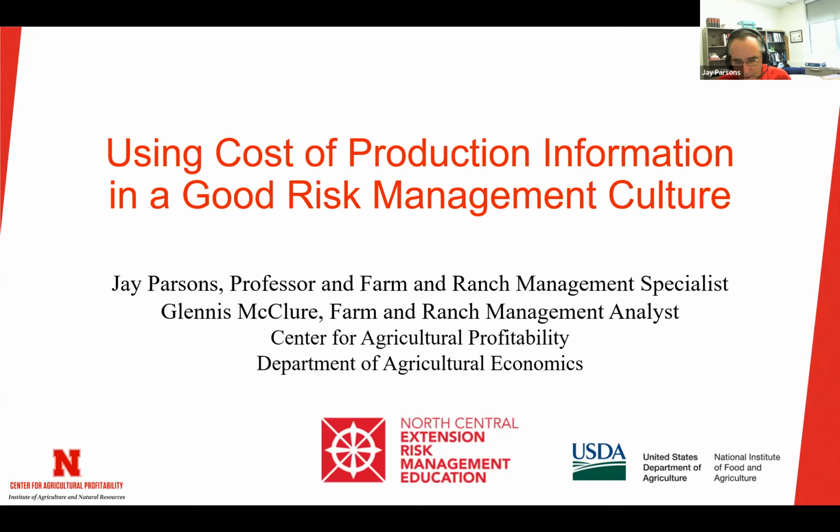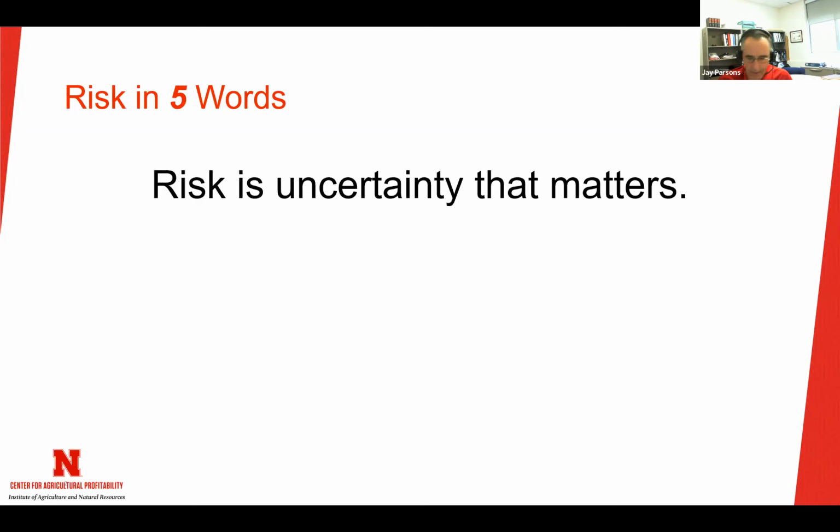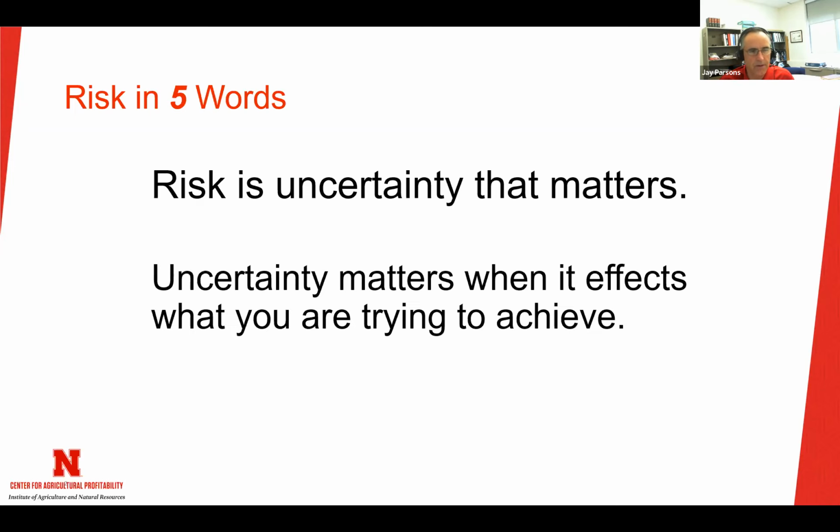So let me start with just a layman's definition of risk. My risk in 5 words definition is that risk is uncertainty that matters. It's important that it actually matters because there's a lot of things going on in the world that might grab your attention, like the war in Ukraine. But the reason that matters is because it has a huge impact on commodity markets, and so that's why you would care about that. So uncertainty matters when it affects what you are trying to achieve.